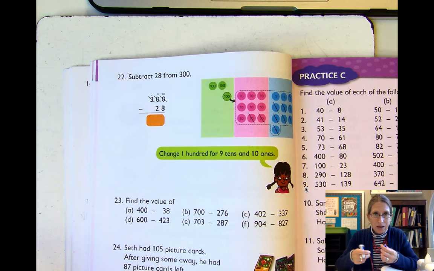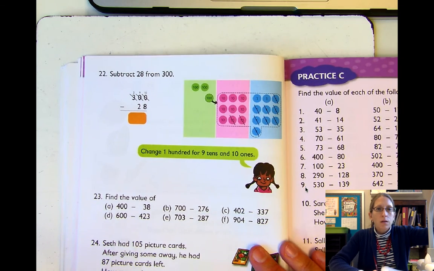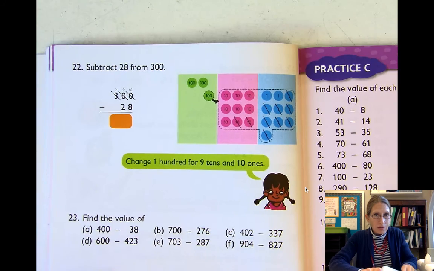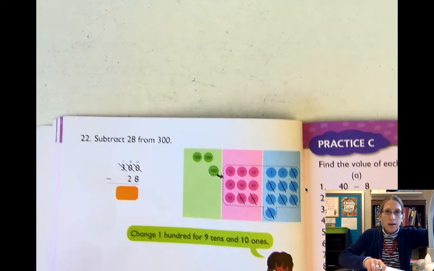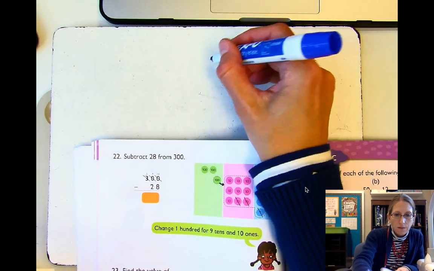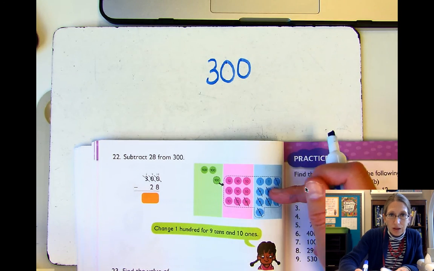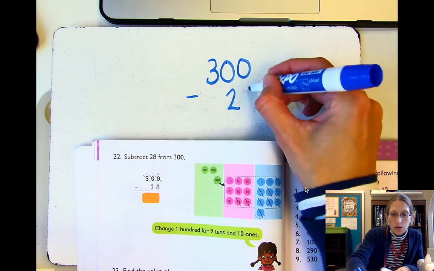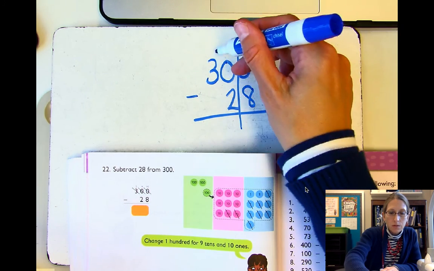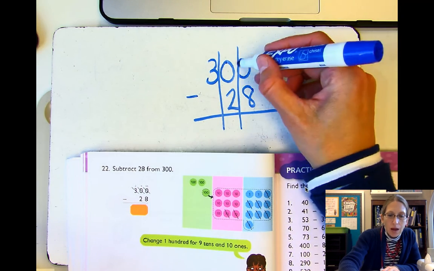So let's take a look at what that would be like. So here we have 300 minus 28. I'm going to zoom back out because I want to show you what this looks like doing it the vertical algorithm way and what it looks like on our place value here. So we have 300 minus 28. And of course we always start in the ones place. And we always start at the top.